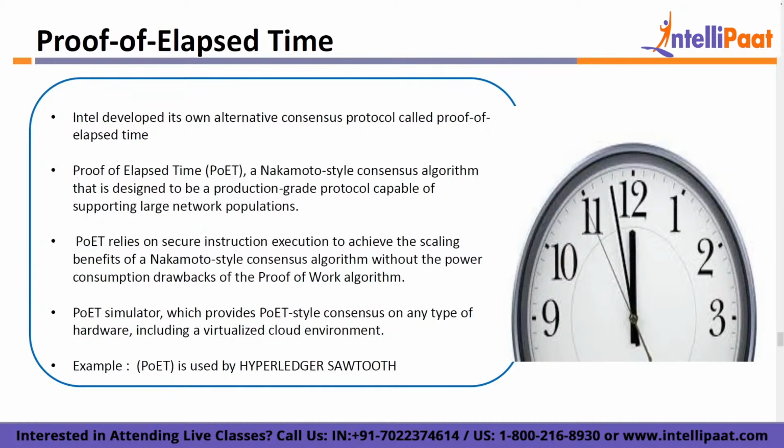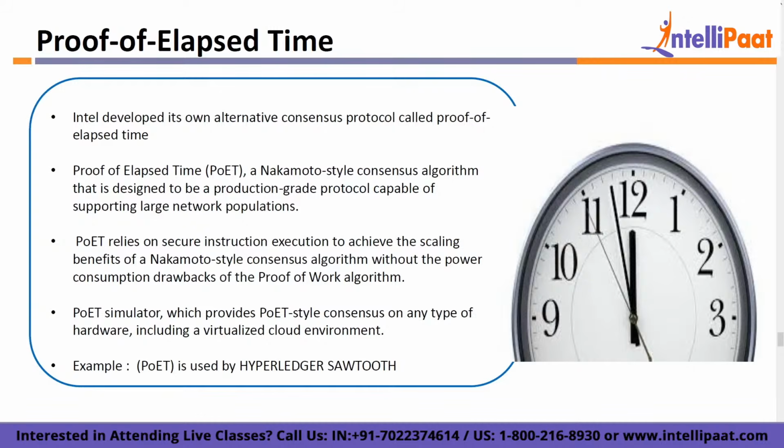Proof of elapsed time is a Nakamoto-style consensus algorithm designed to be a production-grade protocol capable of supporting large network populations. It means this was able to give a fair chance to all validator nodes to create new blocks inside the blockchain in large network populations. POET relies on secure instruction execution to achieve the scaling benefits of a Nakamoto-style consensus algorithm without the power consumption drawbacks of the proof of work algorithm.